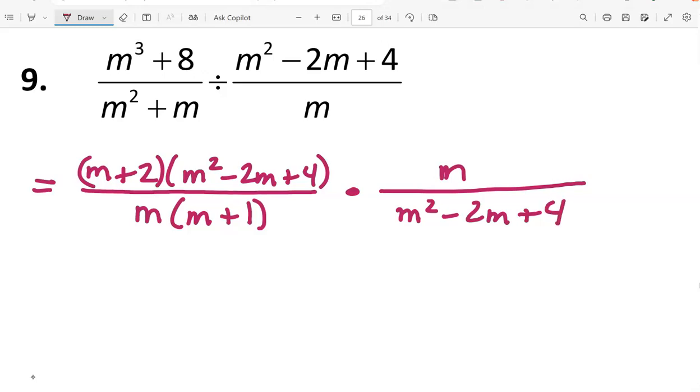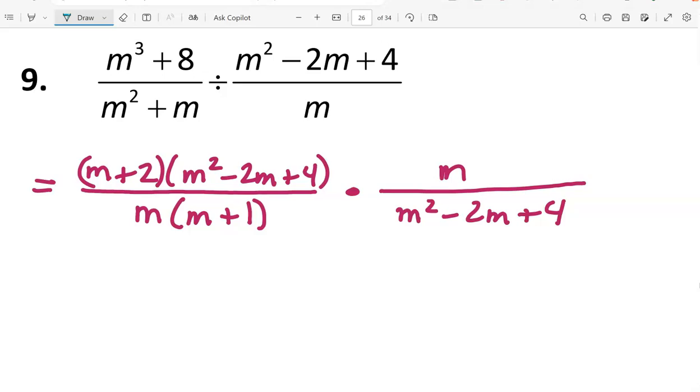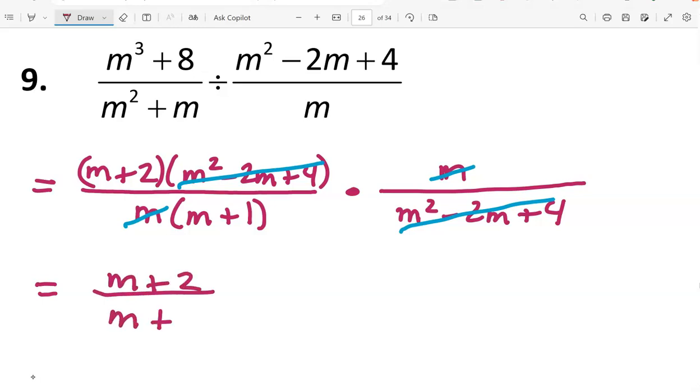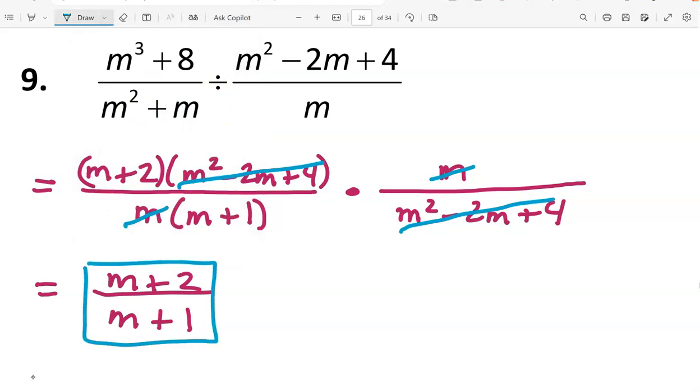Don't worry about factoring that, because you'll notice that now we have a common factor that's identical to that can cancel or divide out. So we're going to now cancel common factors, the m squared minus 2m plus 4 factors, and then the factors of m, and that leaves us with a final result of m plus 2 divided by m plus 1.